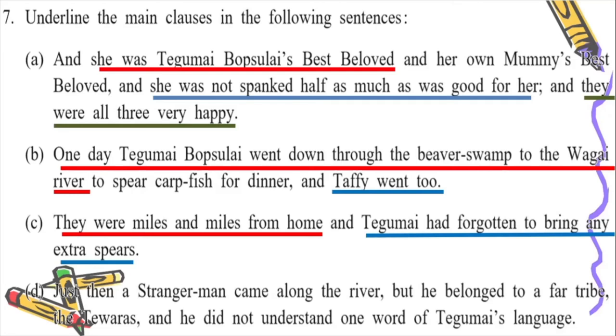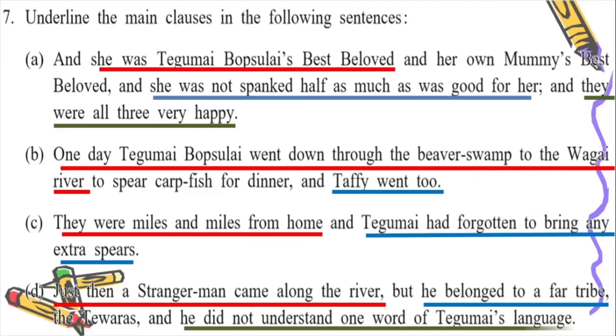Just then, a stranger man came along the river, but he belonged to a far tribe, the Tewaras, and he did not understand one word of Tegumai's language. So you have the first one: just then, a stranger man came along the river. Second main clause: he belonged to a far tribe. Third main clause: he did not understand one word of Tegumai's language.